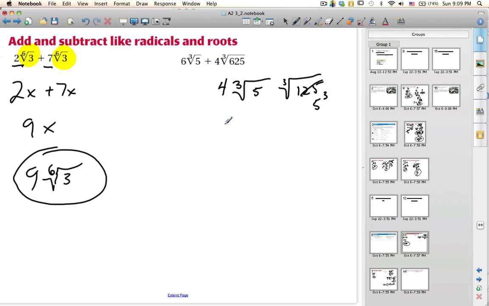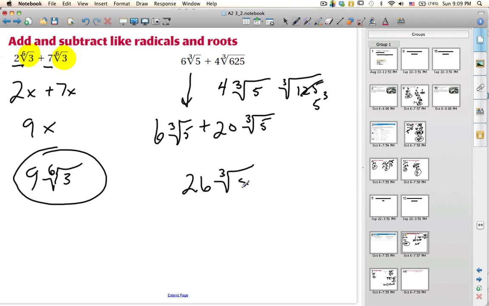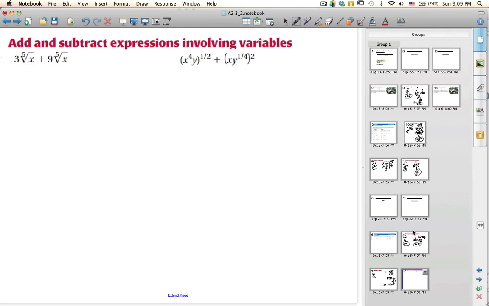It's going to be multiplied times the 4, so I'll have 20 times the third root of 5, and now I'm going to bring this guy back down now that they match. 6 times the third root of 5, so 6 of them plus 20 of them will be 26 of them. Right, so that's working with like radicals. Let's do a couple more examples.